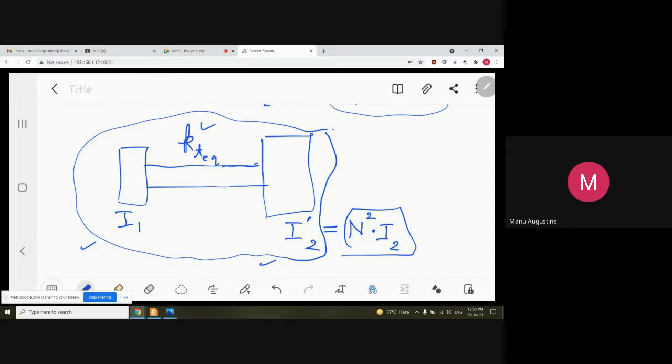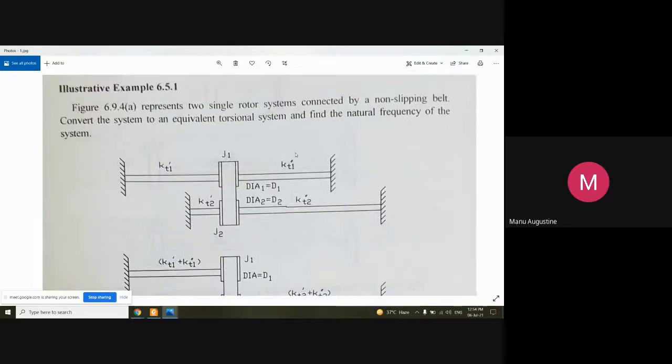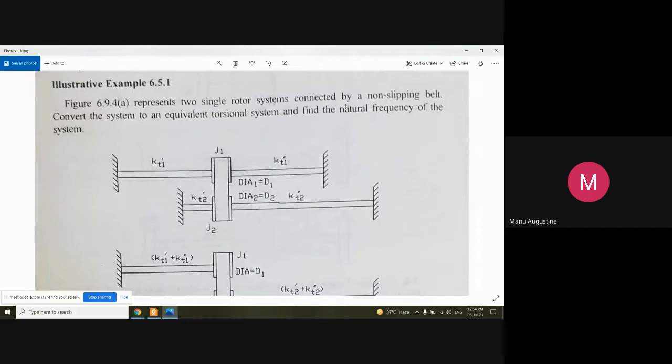Okay. Now, just for practice, let us see a few problems that are likely to come in your RTO exam if they come. Okay. Now, this is a problem from GK Grover book, illustrative example 6.5.1. Now, the problem says the figure represents two single rotor systems connected by a non-slipping belt. Now, you see, instead of a gear, they have given pulleys and belts.